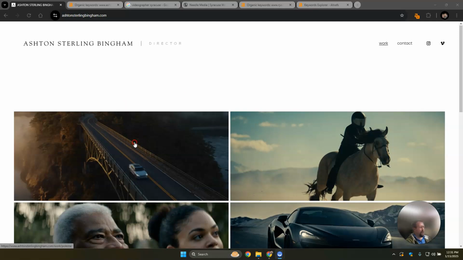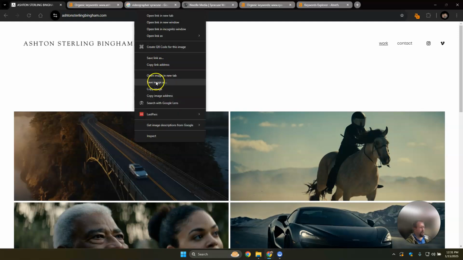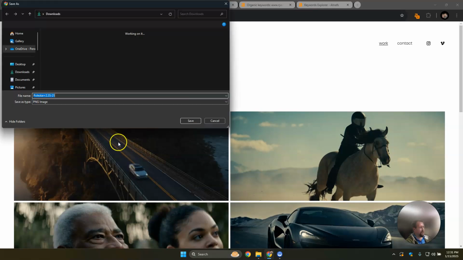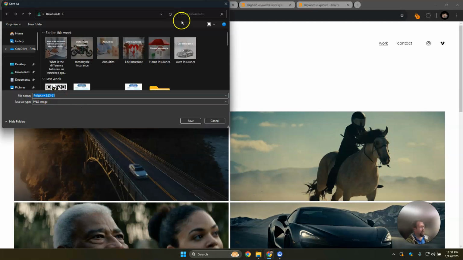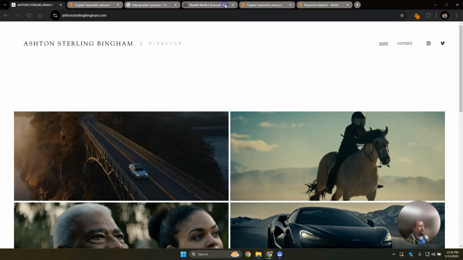The other thing you could do is save your imagery correctly. The alternate text, instead of saying Polestar 2.35, whatever, could say videographer Utah or something like that, so that you can see what it is actually showing.